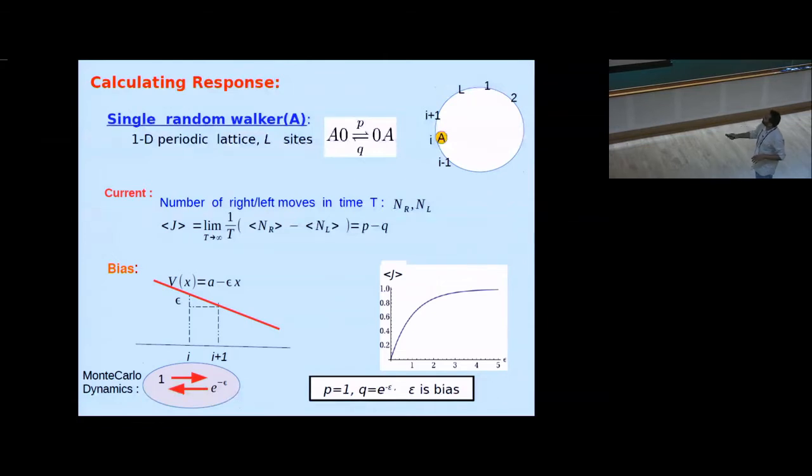If you compare P equal to 1 and Q equal to e to the power minus epsilon, you can call epsilon the field, that's the gradient. So log P by Q is your epsilon, that's your field. The current in this case, because the state is homogeneous and the particle can be anywhere, all states equally likely, is simply the number of right moves minus left moves. It's just P minus Q, simple. If you plot current versus epsilon, this goes positive. That's just to know.